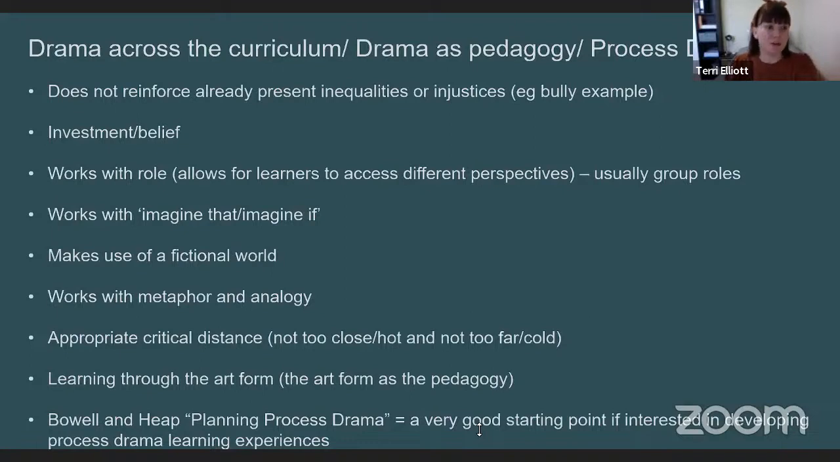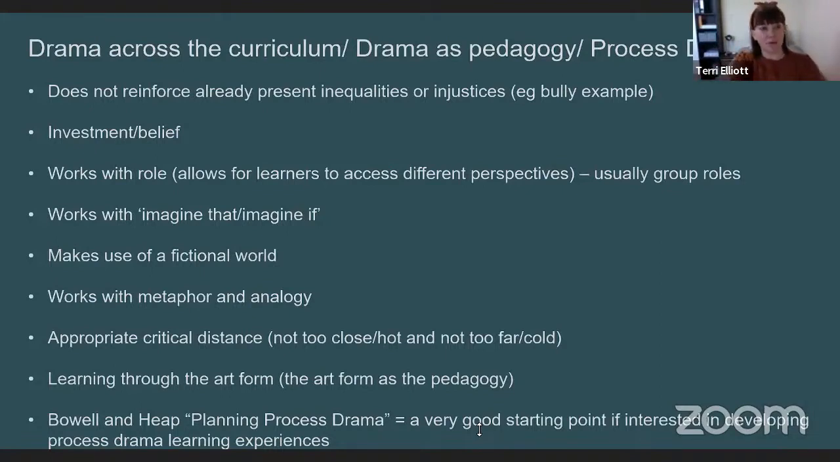So if you do want to use role in your learning spaces and drama as a pedagogy, just consider, when you choose the roles that you would like your participants to work in, that those roles are safe, that they are distanced from the actual situation that you're wanting to look at, and that they are not reinforcing any problematic behavior. So that's point number 1.